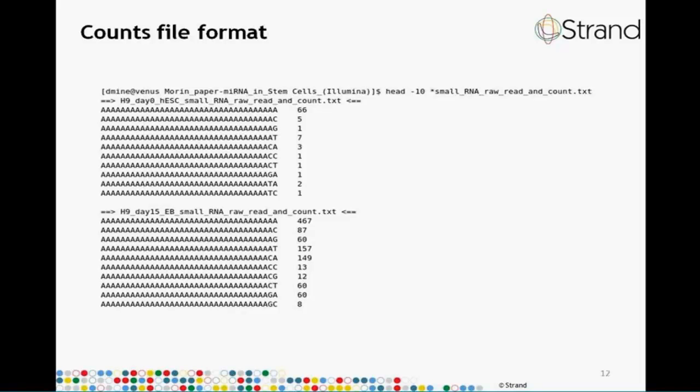So the counts data looks somewhat like this. It is obtained by taking a FASTA or FASTQ file, ignoring the qualities, simply taking the read sequence and counting how many occurrences of that unique read sequence are present in the file. For instance, here the read sequence comprising entirely of A's is present 66 times in the first file. It is present 467 times in the second file. So the counts file format is a very compact way of representing the distinct sequences present in the reads file, but it ignores the qualities.